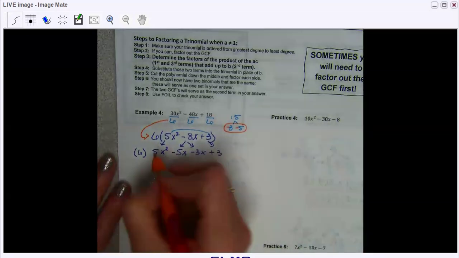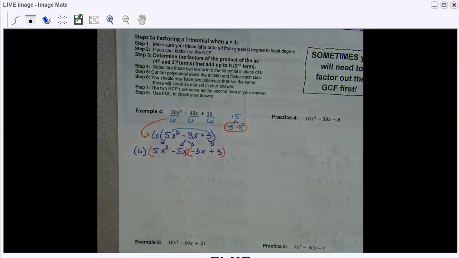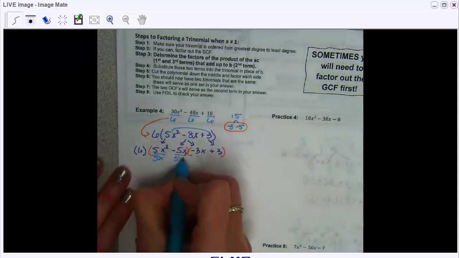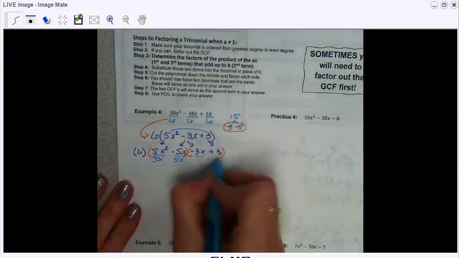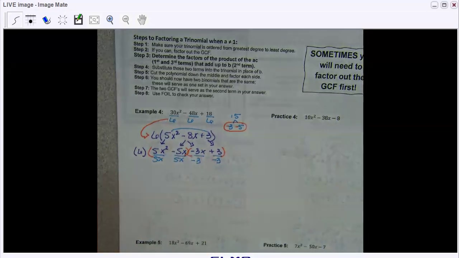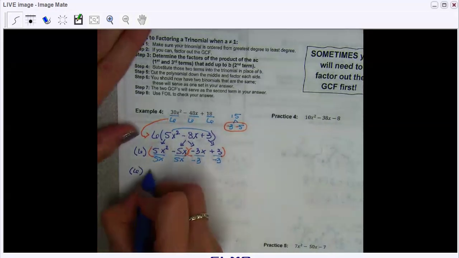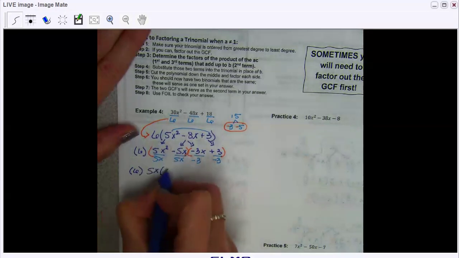Now I'm going to group them together. And I'm going to factor out my GCF. So in the first binomial, it's 5x. In the second binomial, what's the GCF? -3. Good. Okay. So let's go ahead. Do not forget the 6. Okay. We have 5x and then x minus 1.